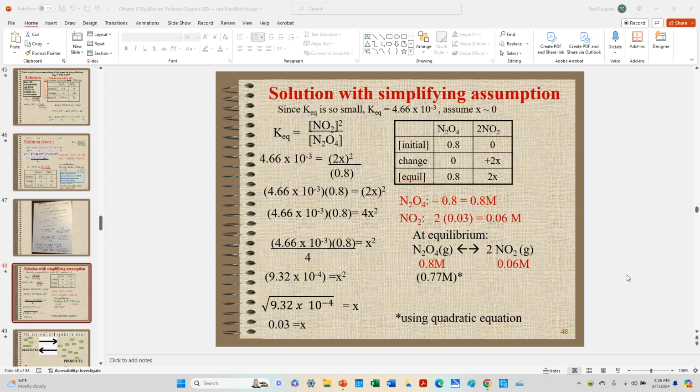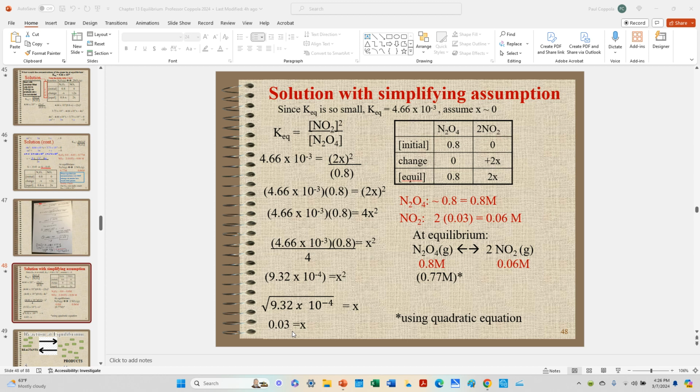we can assume that x is so small that we can call it 0. A very, very small amount actually gets used up. So we can make that assumption, and that way we don't have to use the quadratic equation. Now, whatever is used up here, we get twice the amount, so we'll just call this 2x. We add these up, so we get 0.8 and 2x. And now here's our expression. We don't have to use the quadratic equation. So we do the math, and eventually we're going to get x is equal to 0.03.